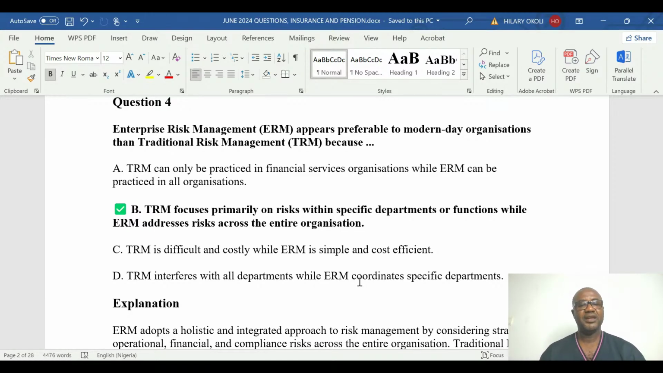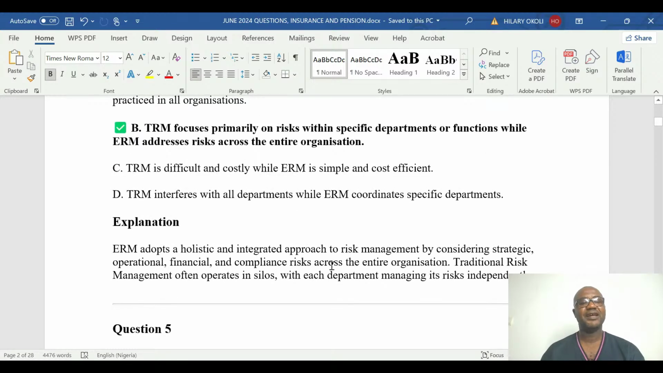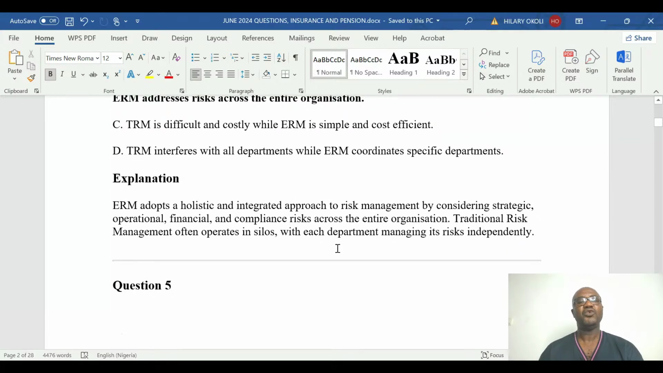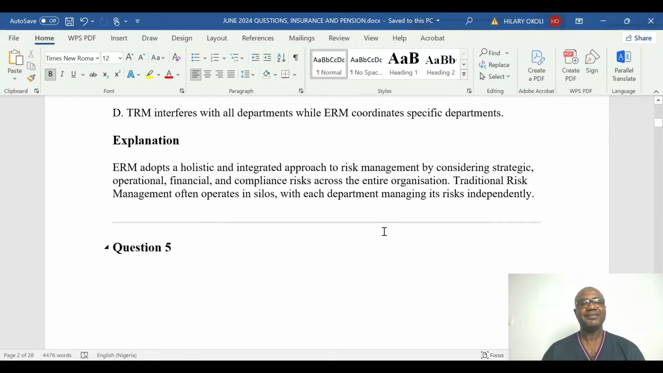Answer is B. And our short explanation further says that enterprise risk management adopts a holistic and integrated approach to risk management by considering strategic, operational, financial, and compliance risks across the entire organization. But traditional risk management often operates in silos, with departments managing their risks independently. So we elucidated this during our class discussion.